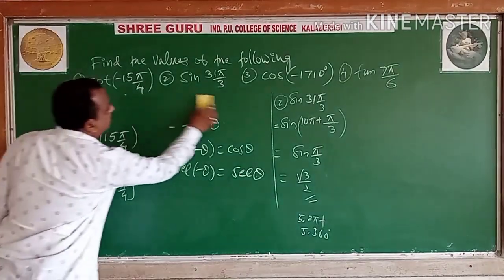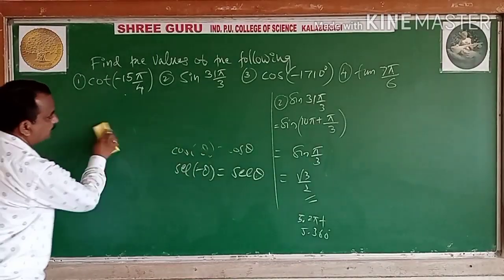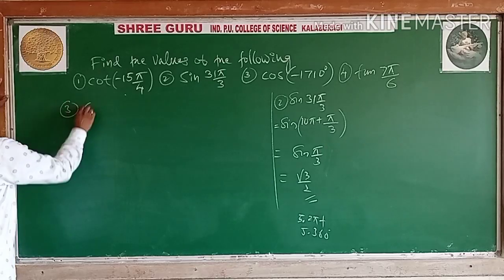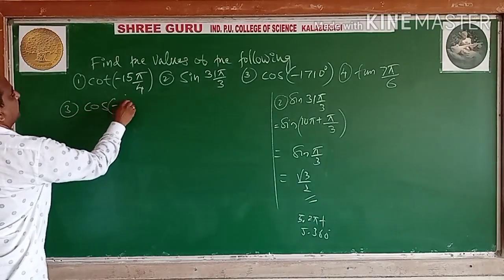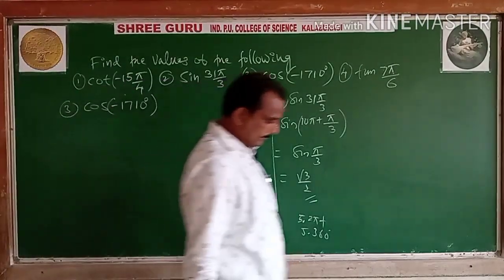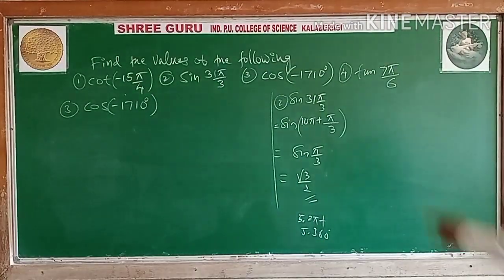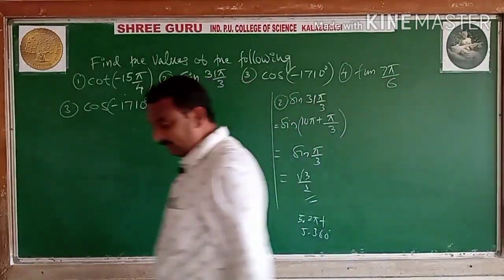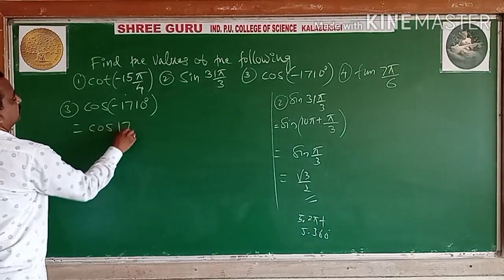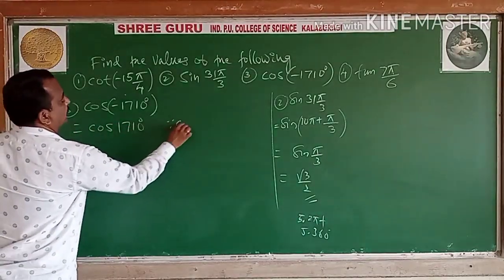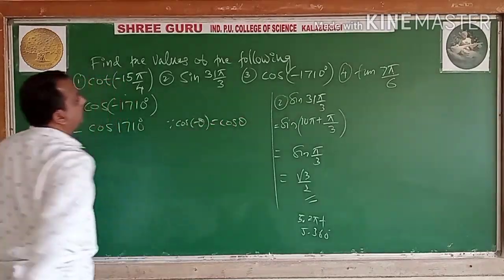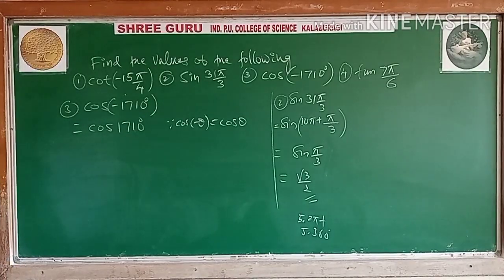Now come to the third one. Now see, students, the third one. Cos of minus 1710 degree. Cos of minus theta. Tell me, students, is it plus cos theta or minus cos theta? Yes, plus cos theta, because cos and sec are positive, the remaining are negative. Cos of minus theta is plus cos theta.